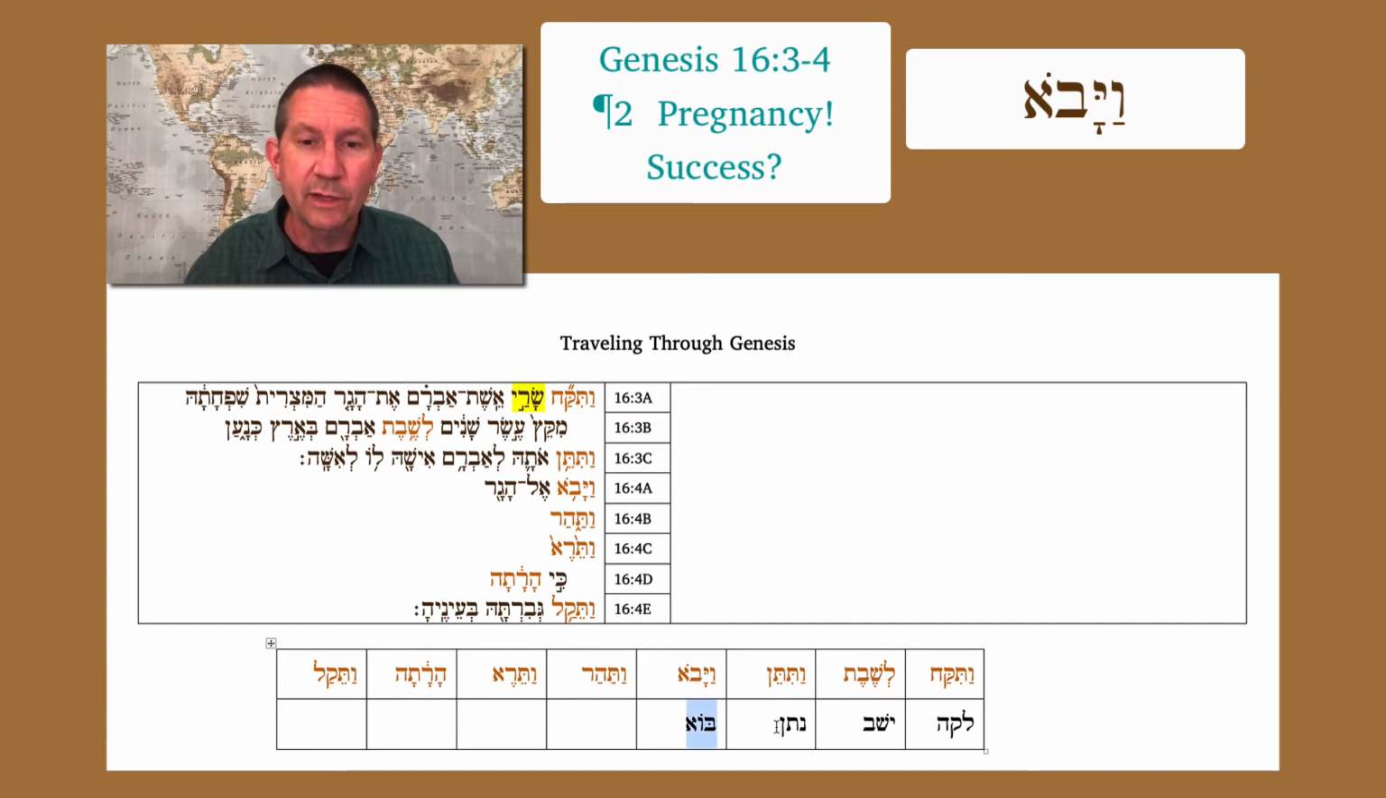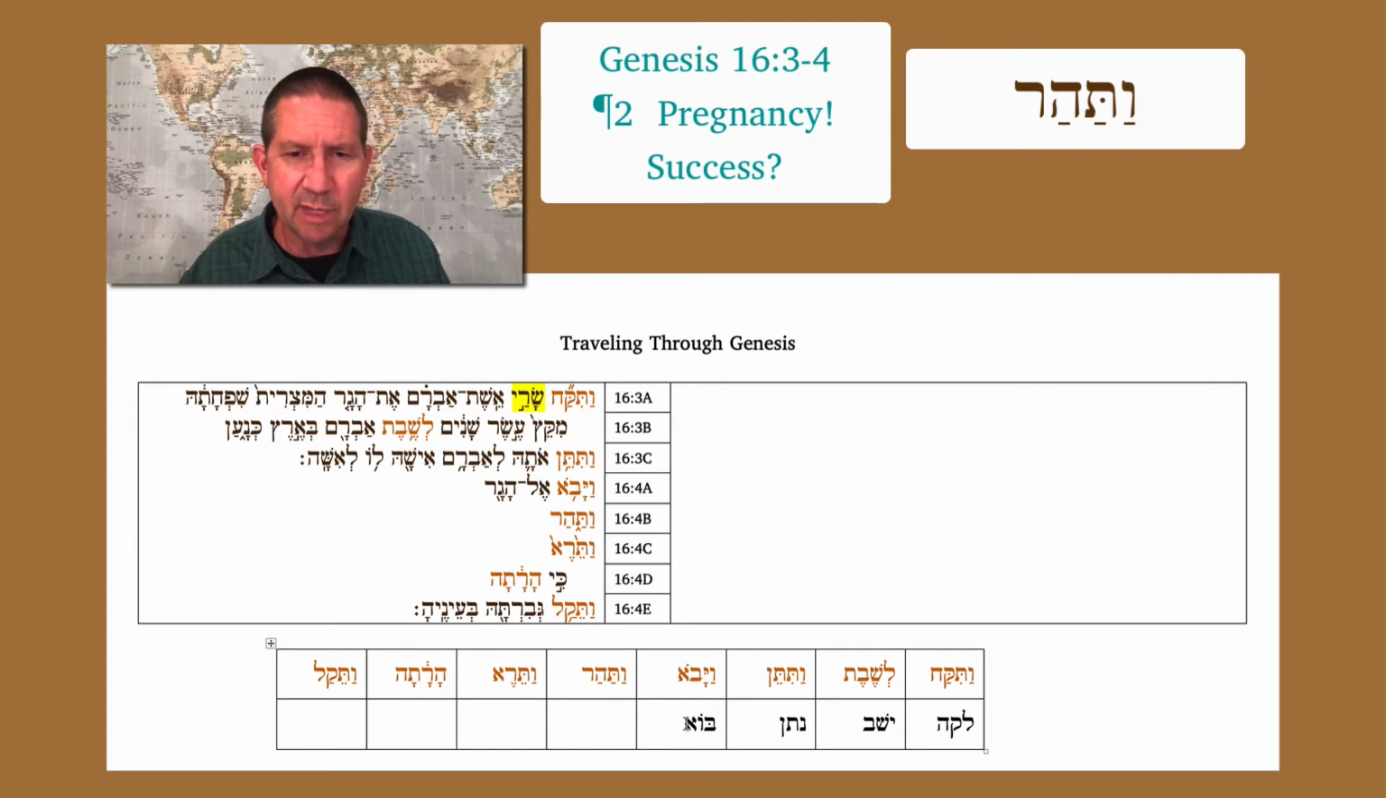Okay, so vayavo was from bo, and then what about vatahar, or vatahar, sorry. We're missing something again. We see the preterite marker at the front, we see the tav for the 3fs, and then we only have a hey and a resh.